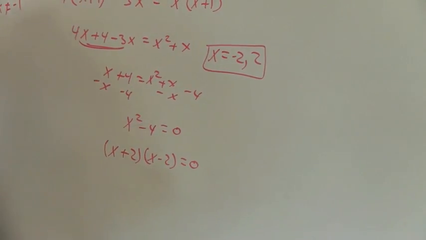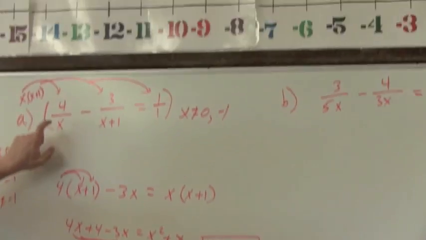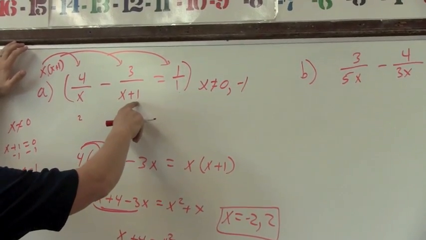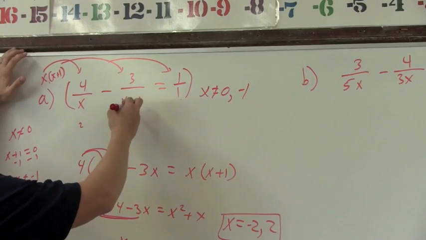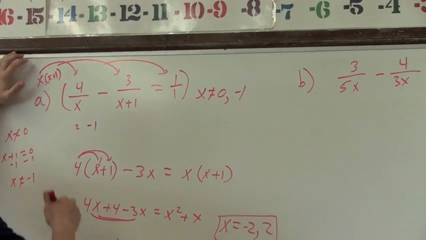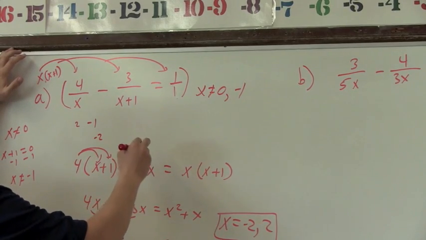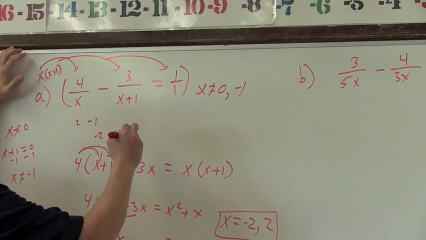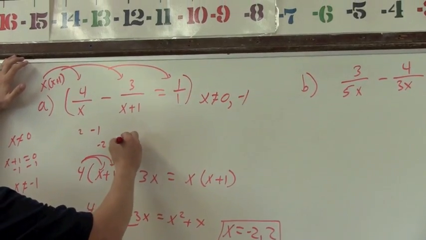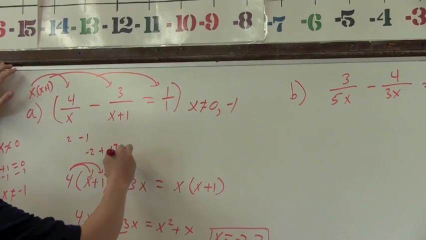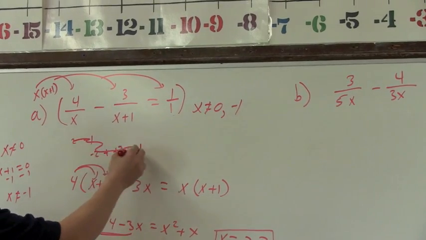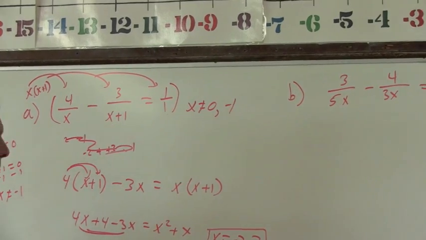Alright, if you test them, go back to the original. If I plug in 2, that would be 4 divided by 2 is 2. 2 plus 1 is 3. 3 divided by 3 is 1. 2 minus 1 is 1. If I plug in -2, that would give me -2 minus, that would be a -1, so that would be a -3. So I'd be adding a positive, which is then, again, still 1. So they both work. If I test them, they both would work.